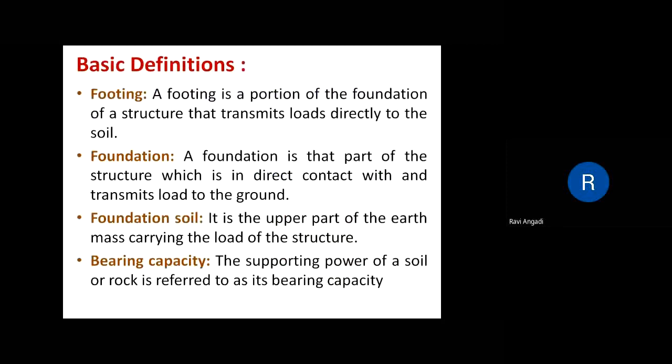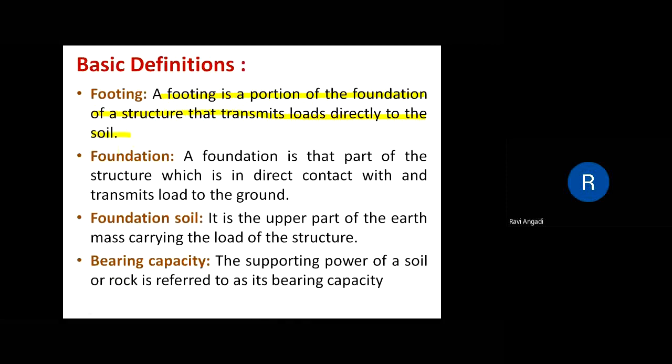Then again coming to some of the definitions. Basic definitions you need to understand before calculating the bearing capacity of the soil. You need to understand some of the basic terms. What are those? Footing. So what do you mean by footing? A footing is a portion of the foundation of a structure that transmits the load directly to the soil.